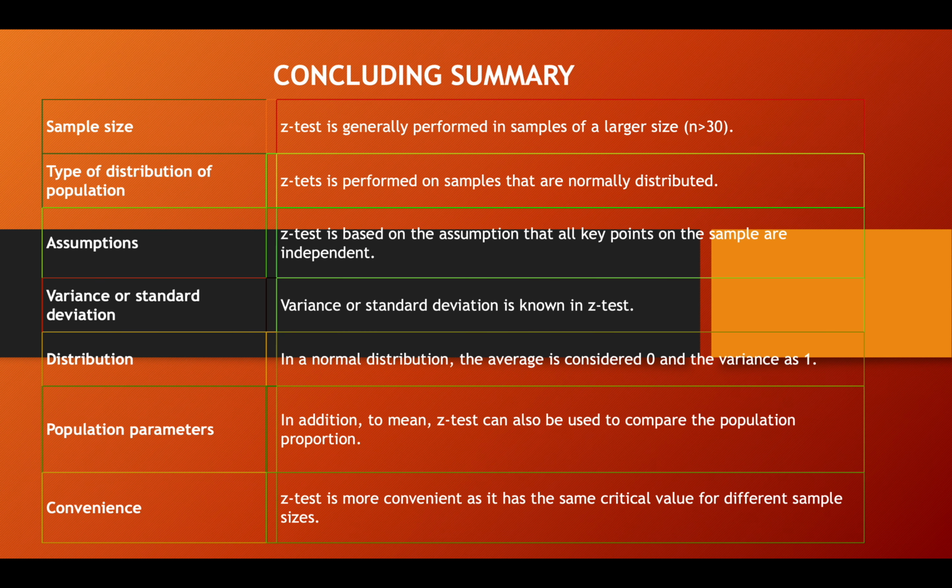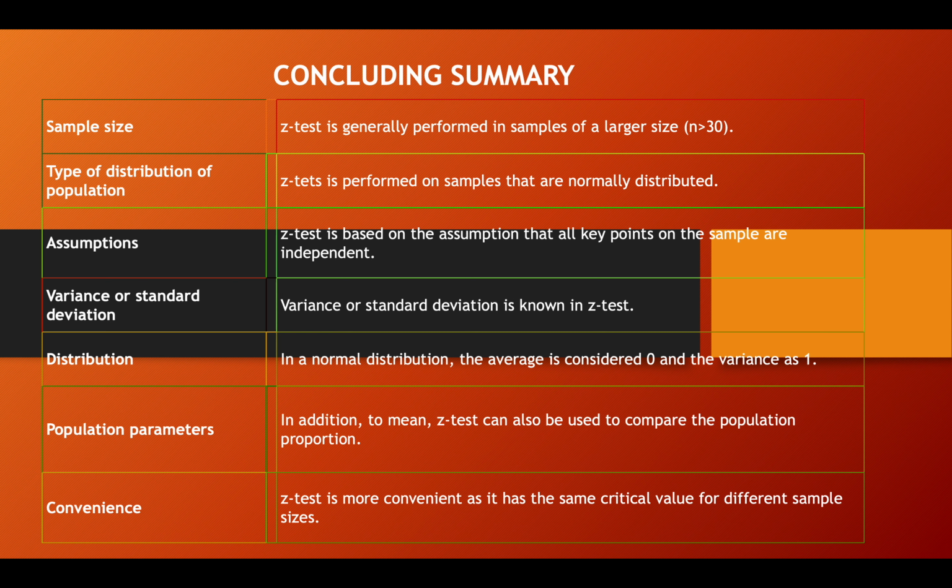So, at the end, what we have concluded from the previous slides, talking about the sample size, is that the z-test is generally performed when the sample size is larger than 30. And if we talk about the type of distribution of the population, the z-test is performed on samples that are normally distributed. And if we talk about the assumptions, the z-test is based on an assumption that all the data points in the samples are independent. And regarding variance and standard deviation, the variance or the standard deviation is known in the z-test.